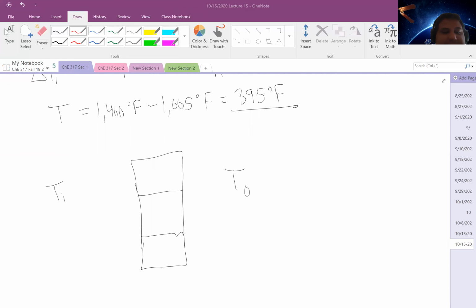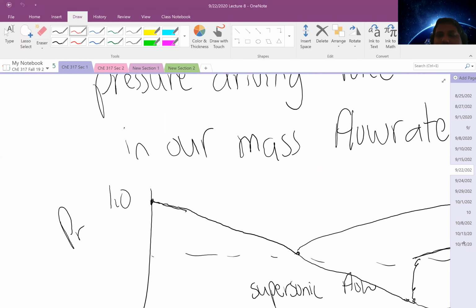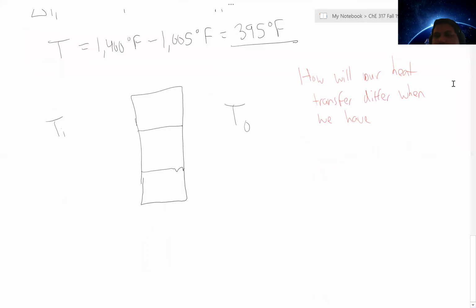So the question then becomes, how will our heat transfer differ when we have multiple components in parallel? So, Alyssa, what are your thoughts?